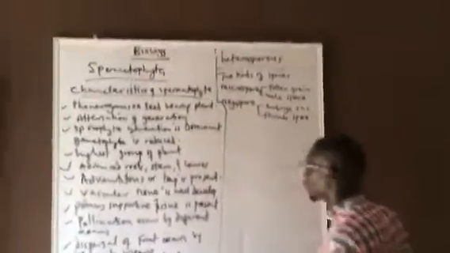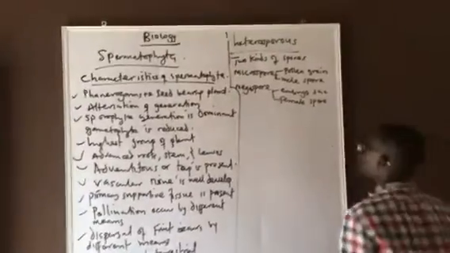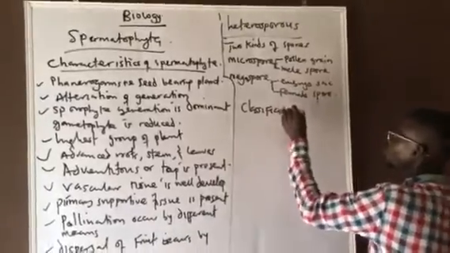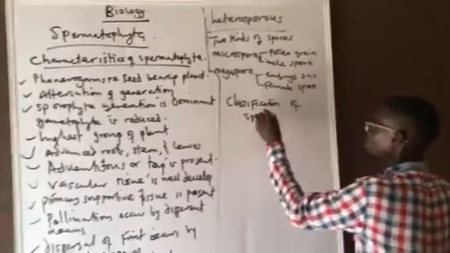So now let's talk about the classification. We have two main groups. Let's say we have the classification of spermatophytes.